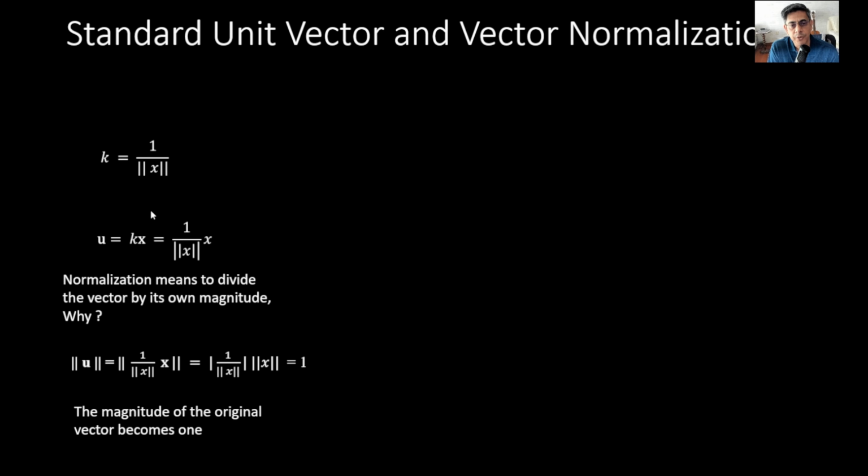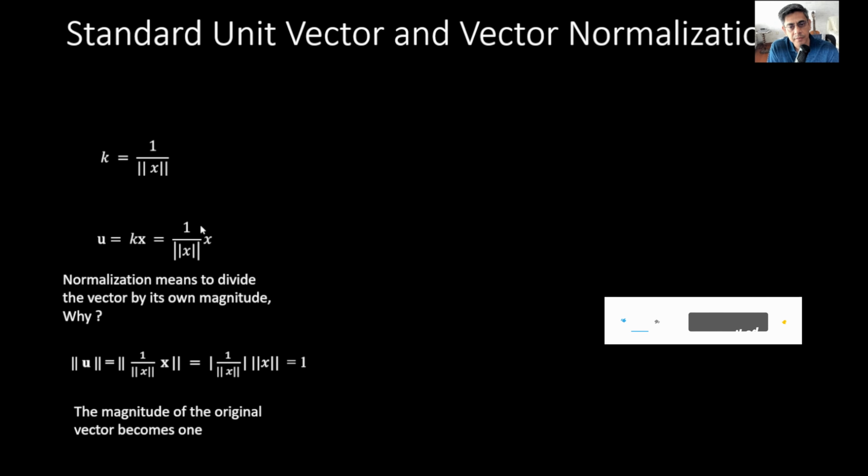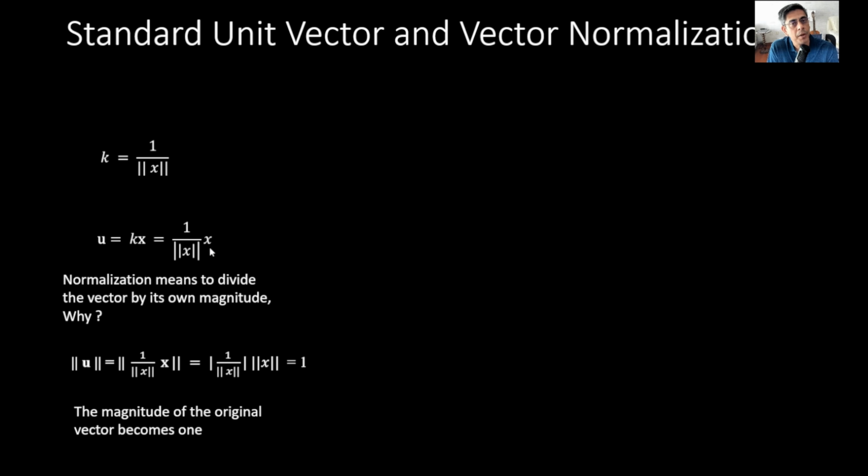Now we will be learning about what is a standard unit vector. A unit vector is the vector where that scale is 1 upon the length of the vector, the norm. And when you multiply, it basically acts as a division. So a vector divided by its own length gives you the unit vector. Why is it a unit vector? Because when you take the norm of u, it will eventually result in 1, because this length of x will cancel out, and we will be left with 1. A unit vector can be obtained by dividing the vector by its own length, which is called the vector normalization process.